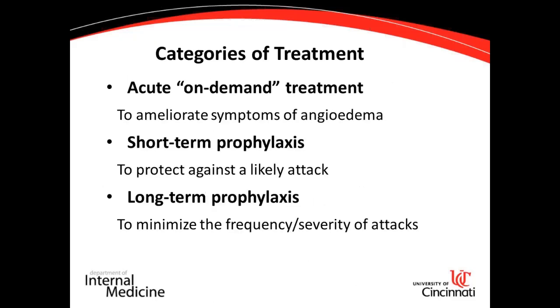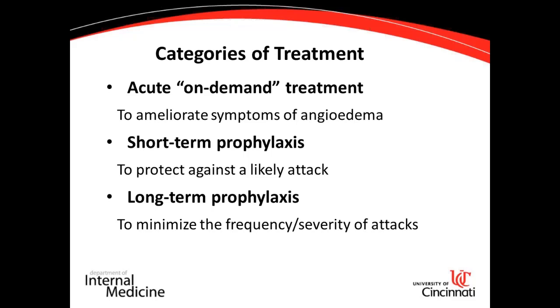The categories of treatment are acute on-demand treatment, which will ameliorate the symptoms of an acute angioedema attack. There are patients who get short-term prophylaxis to prevent against a likely attack. This is something we do when patients go to a dentist and they're going to have a root canal, or they're going to have a major dental surgery, depending on their history of attacks during a physical trauma.